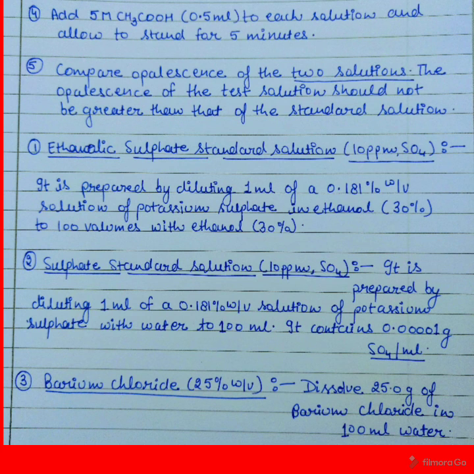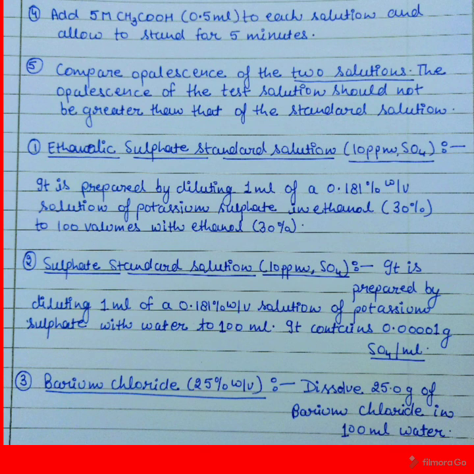Now we will add 1.5 ml of 5 molar acetic acid solution to each solution, that is the test solution and the standard solution, and allow to stand for 5 minutes. Compare the opalescence of the two solutions, that is the test solution and the standard solution, after 5 minutes, and the opalescence of the test solution should not be greater than that of the standard solution. Then the limit test passes.